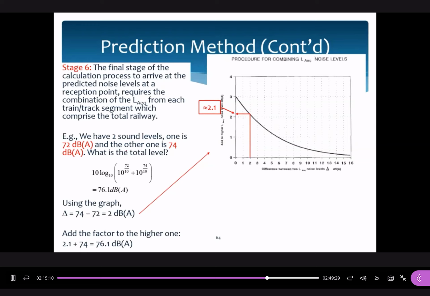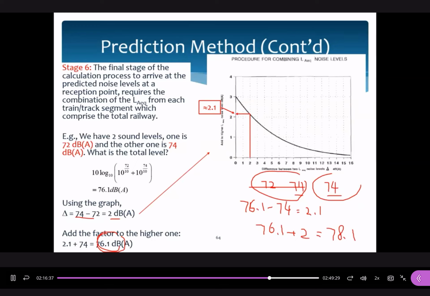Okay, now if we have two segments, we can make use of the calculations as in the example like this. How about if we have three segments? The first one is 72, the second one is 74, and the last one is also 74. Can we make use of these figures to find out the overall result? Yes or no? Okay, let me show you how to do this one. First of all, we consider these two. The difference is 2 dBA, and the overall value is 76.1, correct? And then you compare 76.1 and this one. 76.1 minus 74 is equal to 2.1. When you refer to the data here, the correction factor is about 2 dB. And then what is the next step?